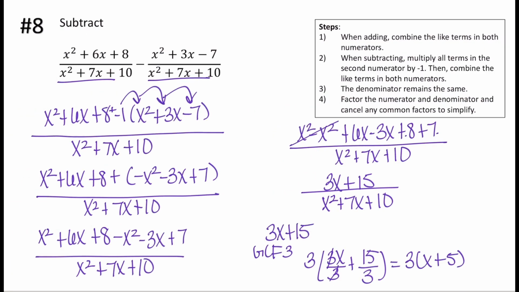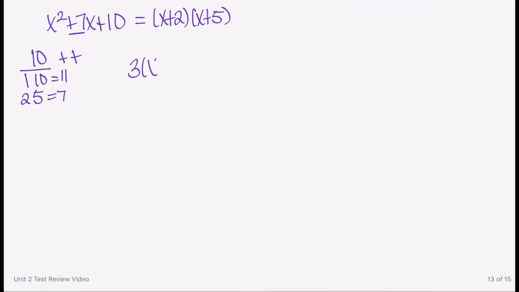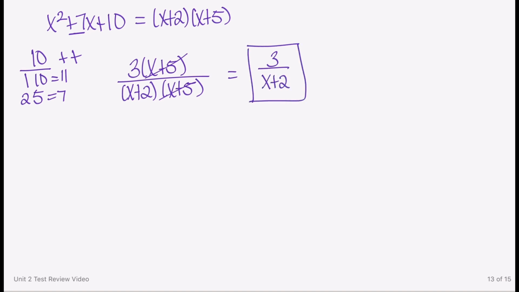So when we write this expression in factored form, we have 3 times x plus 5 over x plus 2 times x plus 5. Okay, so the common factor, you can see that x plus 5 is going to cancel, so we have 3 over x plus 2 as our final answer.